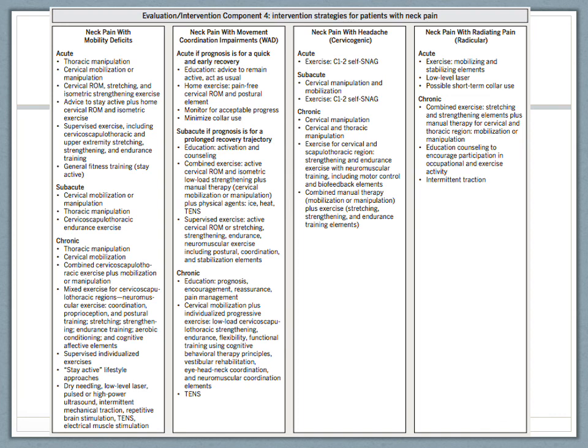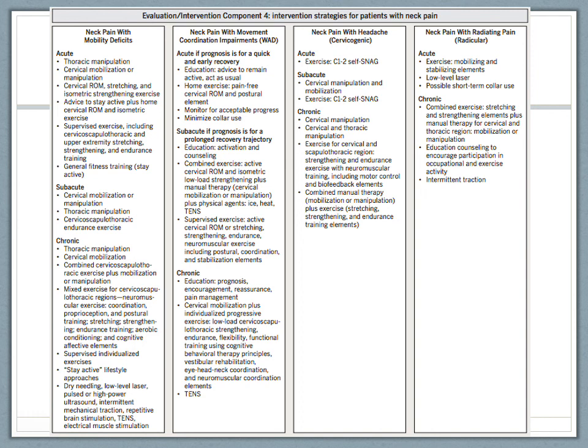And I like to include this. I believe you guys have seen it by this point, but if not, these are 4 treatment-based classifications for patients with neck pain. So you can see here neck pain with mobility deficits, movement coordination impairments, headache, and radiating pain. So with this patient, we avoided the radiating pain and avoided the headache. But I think that they could fit well within the area of neck pain with mobility deficits and neck pain with movement coordination impairments. This pain has been going on for 3 weeks? 2 weeks?